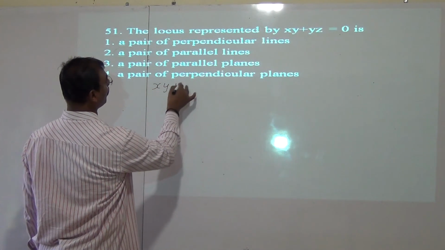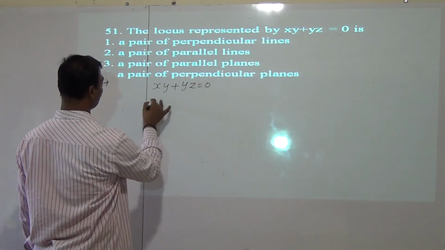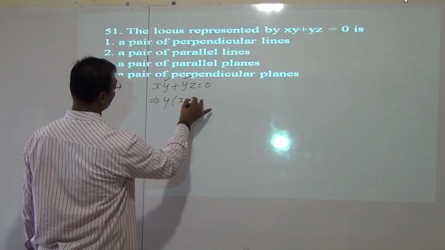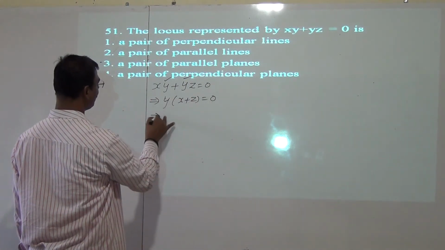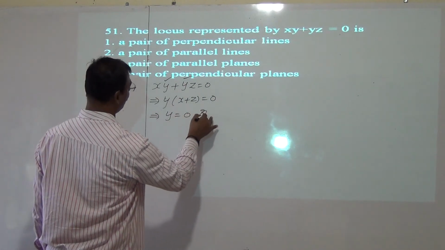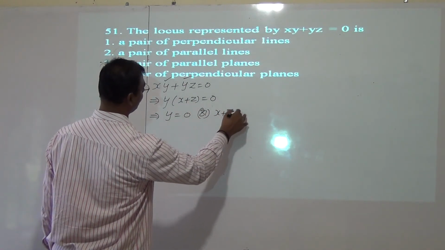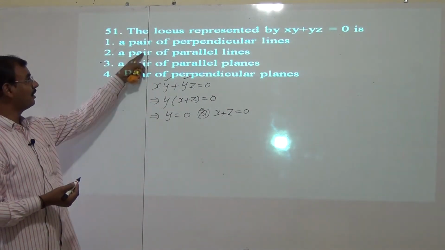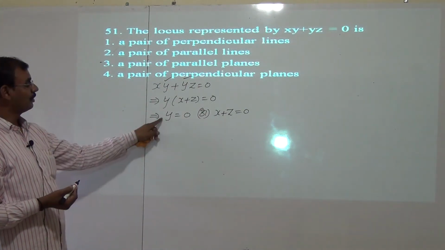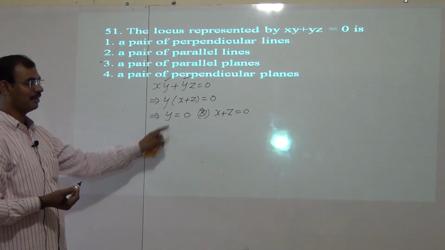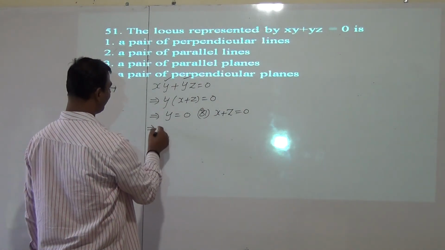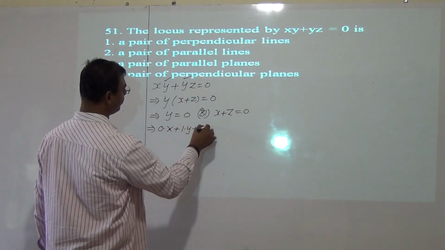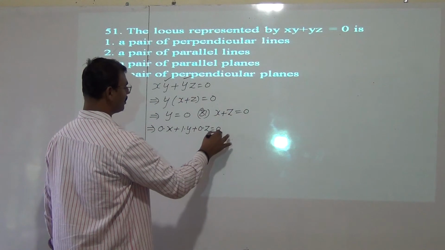Locus is what? xy plus yz is equal to 0. Shall we take common? Yes, y is common. y into (x plus z) is equal to 0. We get y is equal to 0 or else x plus z equals 0. Is it a line? No, this is a plane equation in terms of x, y, z. In 2D it is a line, but in 3D it is a plane. So y is equal to 0, how to write? 0 into x plus 1 into y plus 0 into z is equal to 0. This is the first plane.